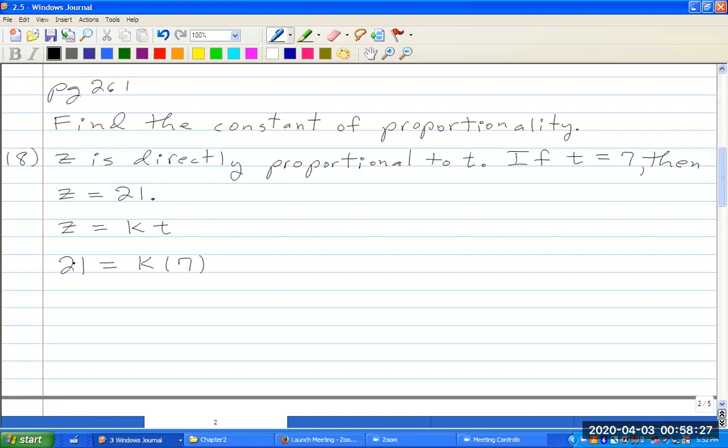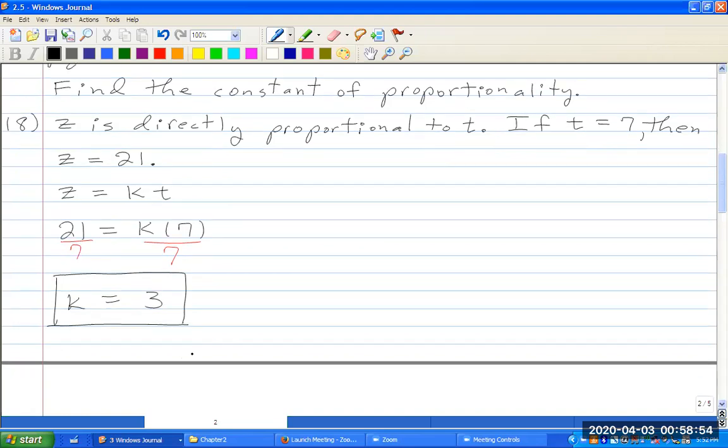Let me divide both sides of my equation in order to solve for this constant of proportionality. And so k, my constant of proportionality, is just equal to 3. And so the constant of proportionality is 3. And that is your answer.